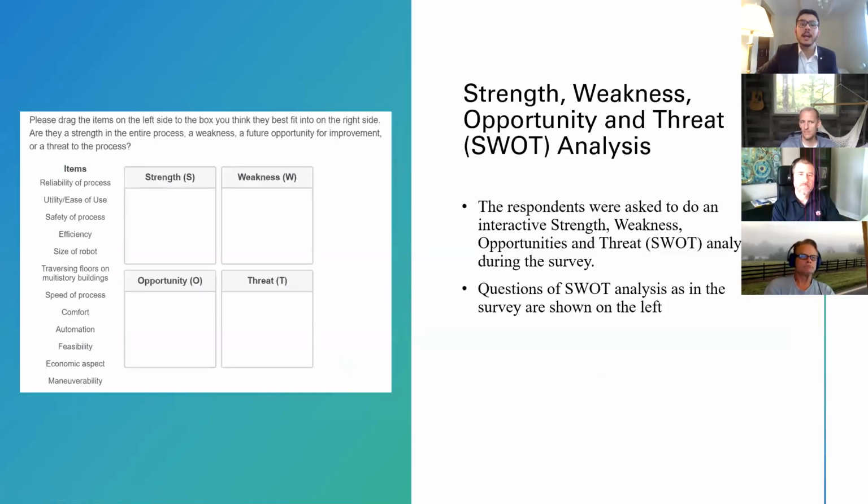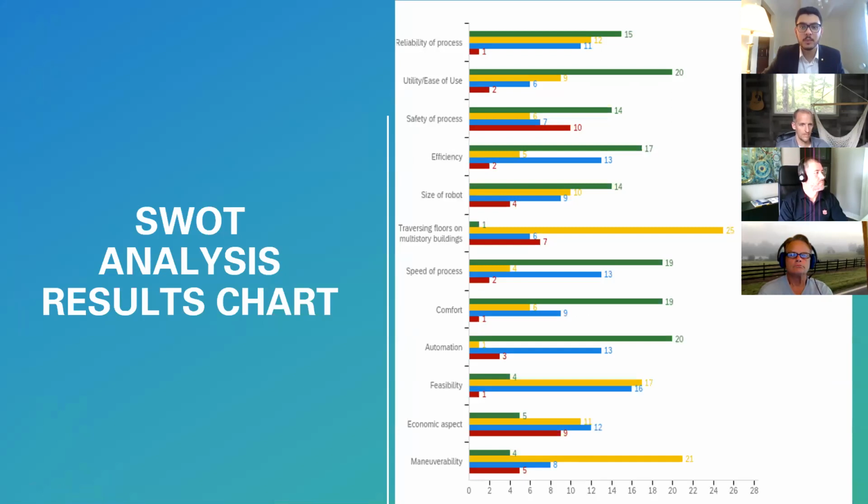When we talked about the SWOT analysis, this is kind of what the SWOT analysis process looked like in the actual survey. The respondents were asked to do an interactive strength, weakness, opportunities and threat analysis in the survey. Basically what I said was, these are some of the attributes, and please drag them on the left side of the box you think they best fit into. Are they a strength, a weakness, an opportunity, or a threat? This was basically left onto the respondents to navigate and just plug in different boxes. And this is the result that we got from the analysis.